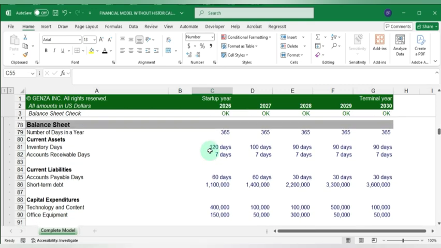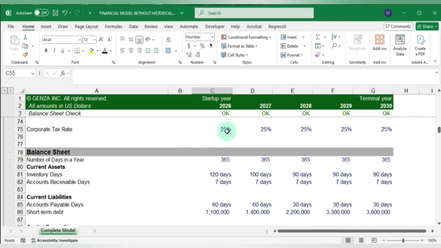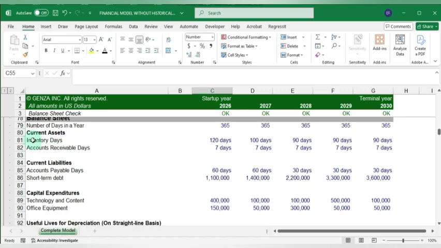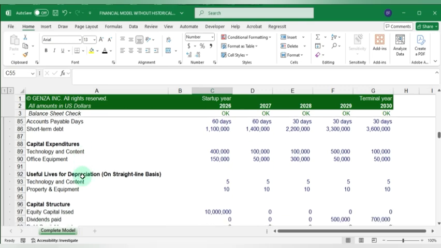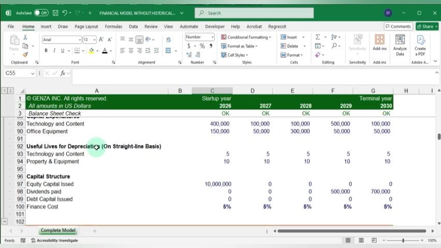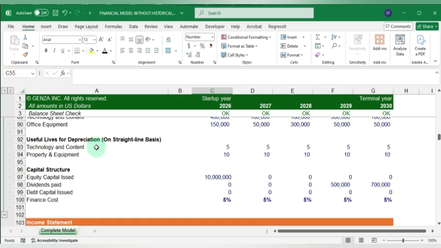Then you have the balance sheet. Now, this corporate tax rate is usually the US tax rate, 25%, which is usual. Then we have the balance sheet assumptions here. You have the inventory days, accounts receivable days, accounts payable days. We made assumption for short-term non-interest bearing debts. We have assumptions for our capital expenditures, useful life for depreciation purposes. Then we have the capital structure assumption, which says that the business is going to be wholly financed through equity capital.